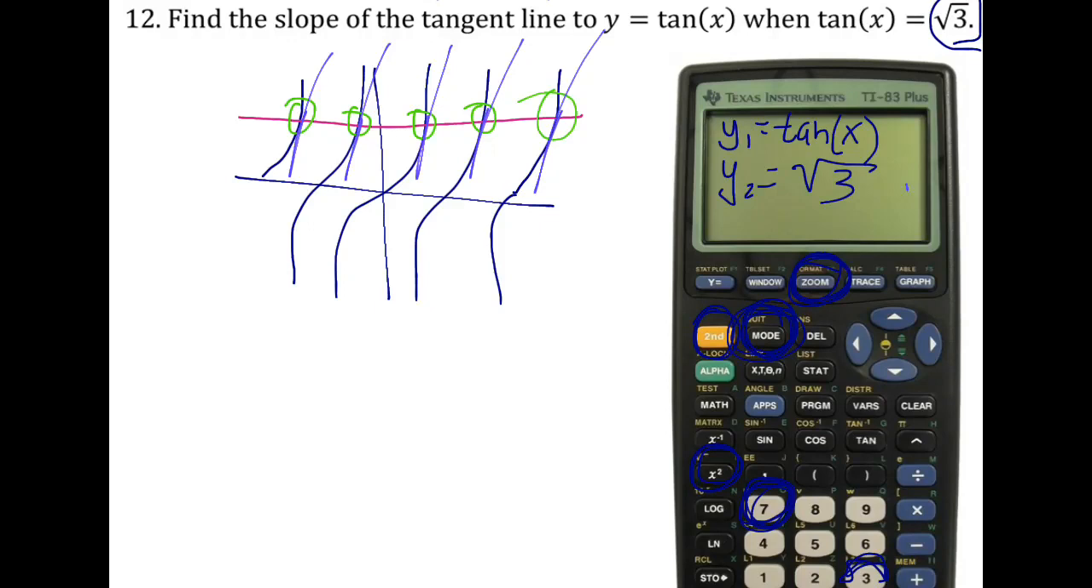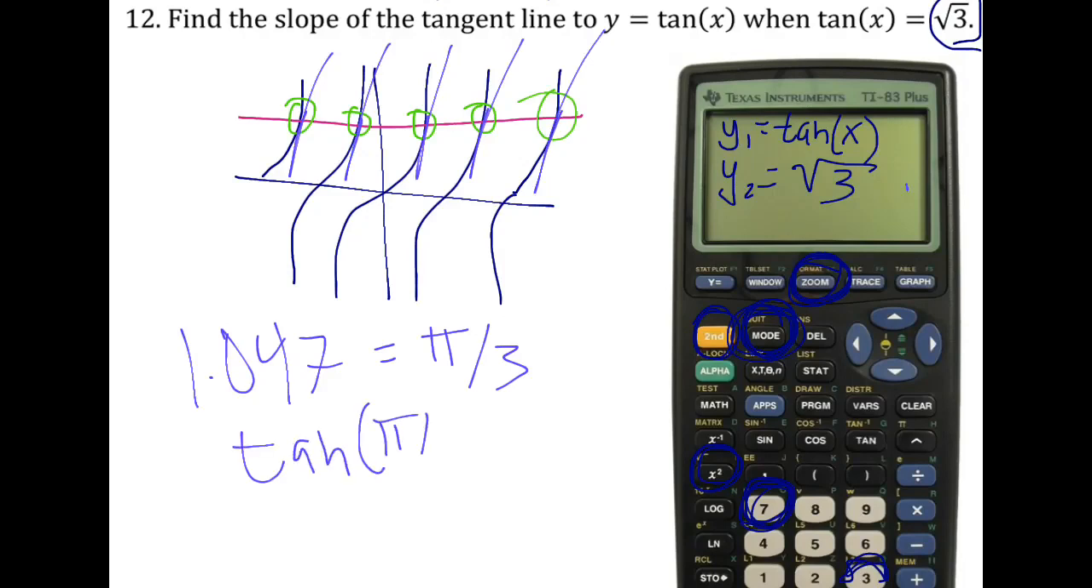So if you go ahead and calculate that intersection point, you're going to end up with the value 1.047, which if you remember from your trig unit, is pi over 3, because the tangent of pi over 3 equals the square root of 3. And we need to find the value of the derivative there.